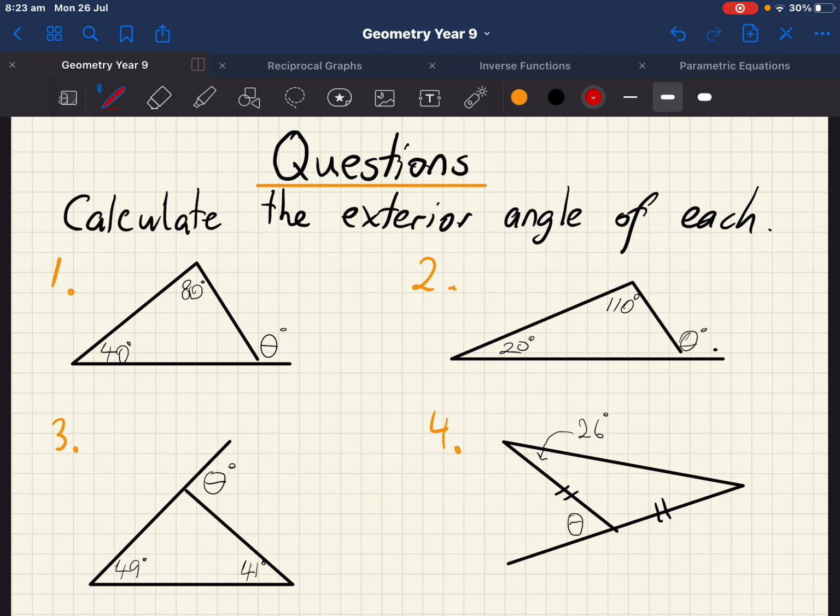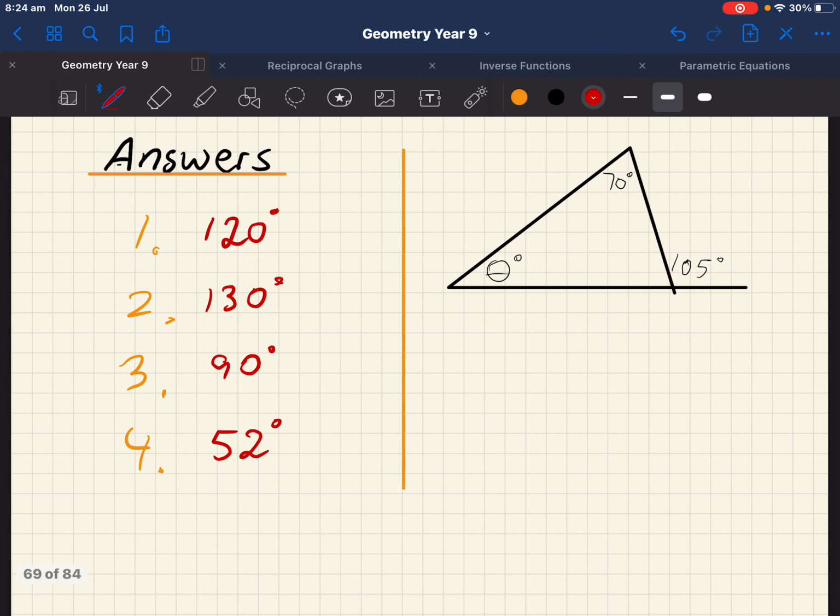Once you're finished, unpause the video, I'll flip over and we'll have a look at the answers that you should have got. Okay, so hopefully everyone's answered the questions, and these are the answers. So hopefully you got 120, 130, 90 degrees for the third one, and 52 for the last one. Exterior angles of a triangle, they're not too bad.